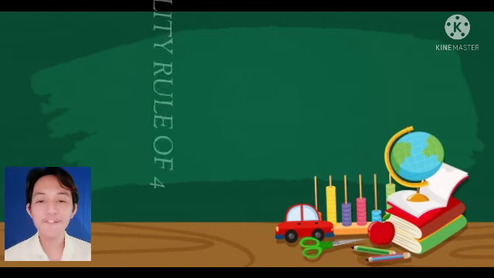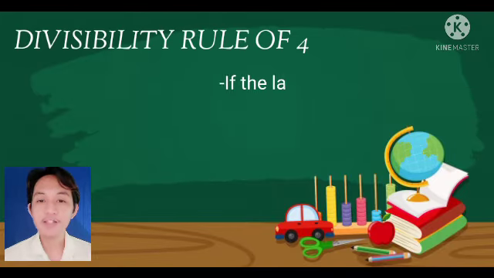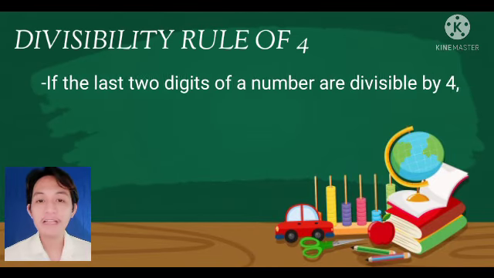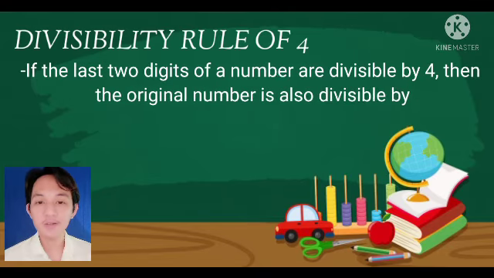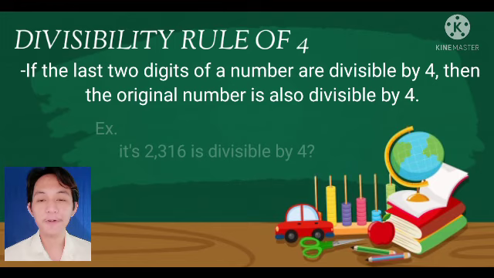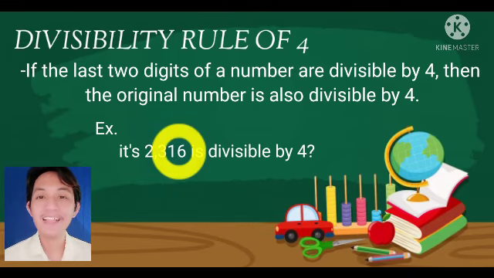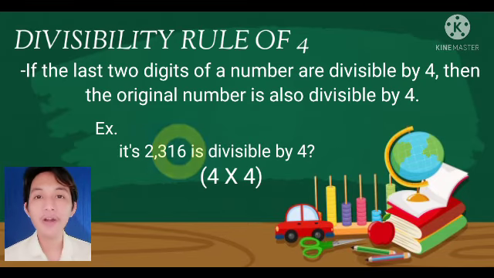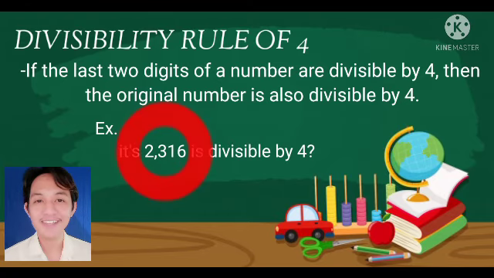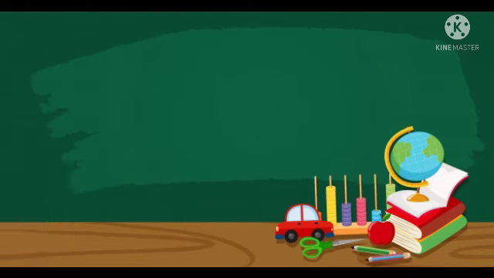So let's proceed to the divisibility rule of 4. If the last two digits are divisible by 4, then the original number is also divisible by 4. For example, is 2,316 divisible by 4? To check, we need to take a look at the last two digits, and that is 16. We know that 16 is a multiple of 4. Therefore, the original number 2,316 is also divisible by 4. And that's the divisibility rule of 4.